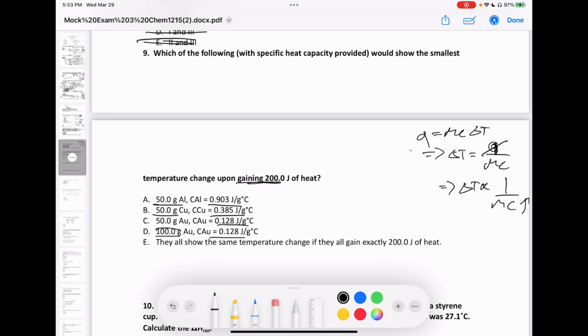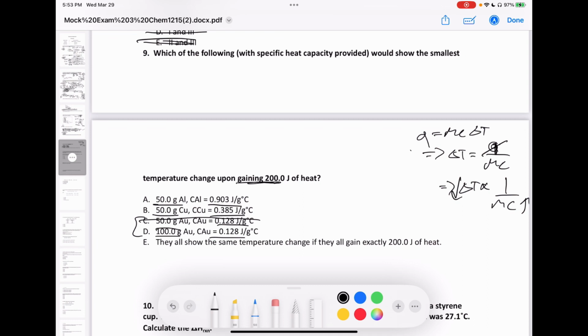If this increases, this is going to decrease, just like we had in that problem a few problems ago. So we want the largest product of mass times specific heat. And if we look at this, we can already cross out scenarios C and D. We can cross out C because C is going to be 50 times 0.128, D is going to be 100 times 0.128, so that's automatically twice as much.